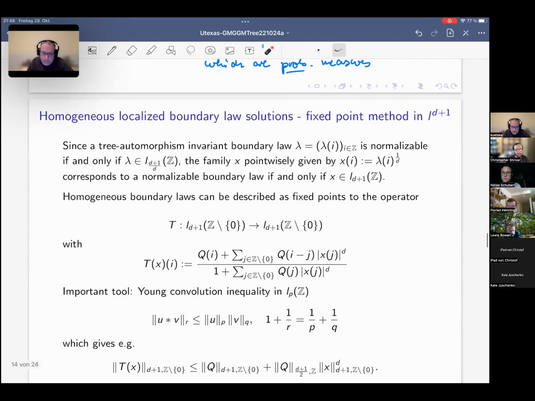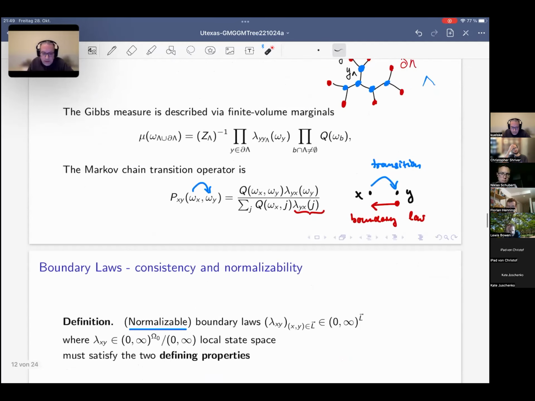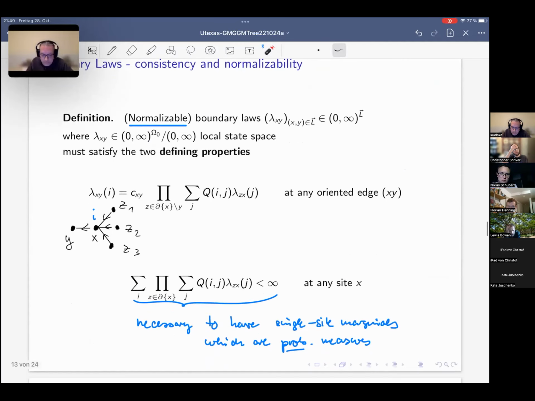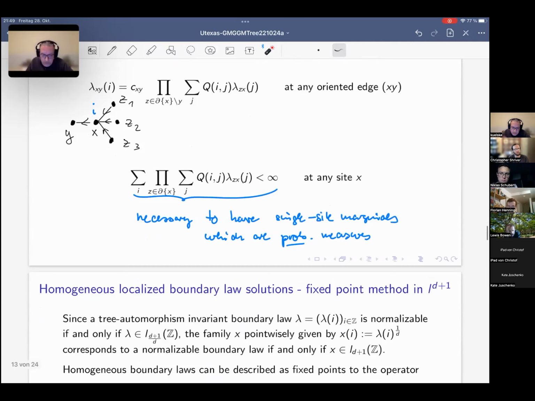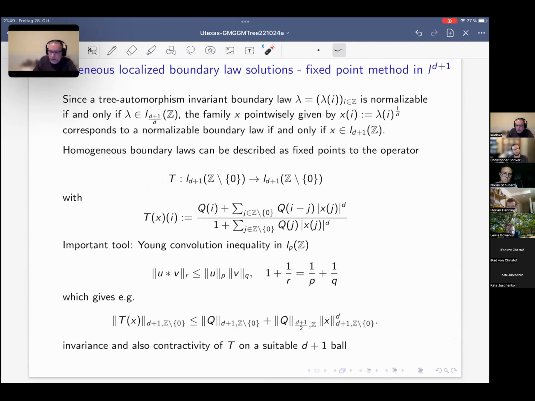So then we can take away the... because this is to the power d, we can take away 1d. Yes, and so it's possible without loss of information to rewrite things in the following way. These boundary laws, described now in terms of x, which are normalizable, are fixed points of an operator.